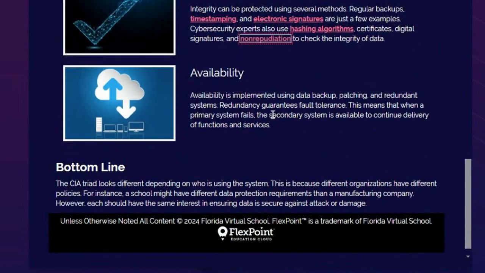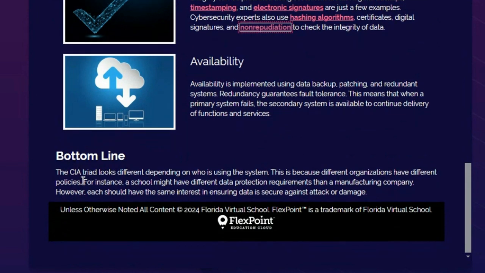All right. Availability is implemented using data backup, patching, and redundant systems. Redundancy guarantees fault tolerance. This means when a primary system fails, the secondary system is available to continue delivery of functions and services. So the bottom line is the CIA triad looks different depending on who is using the system. It's because different organizations have different policies. For example, a school might have different data protection requirements than a manufacturing company might. However, each should have the same interest in ensuring data is secure against attack or damage.